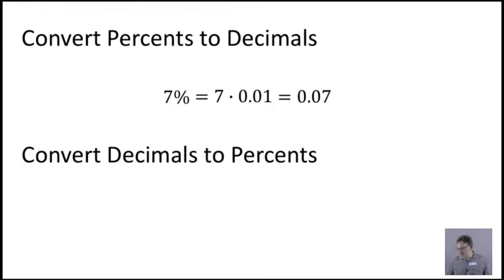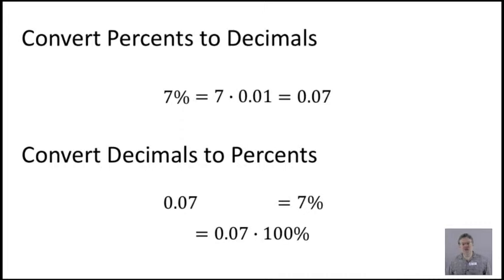In the same way, converting decimals to percents involves moving the decimal point 2 spaces not to the left, but the opposite of that, moving it 2 spaces to the right, because in this case you are not dividing it by 100, you are multiplying it by 100. So 0.07 becomes 7%.